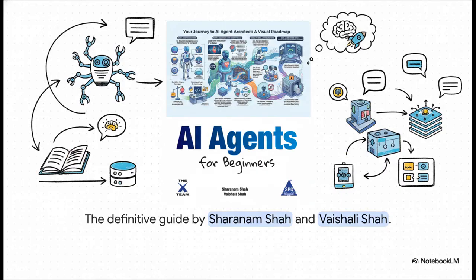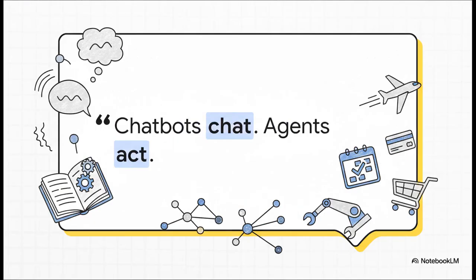What you're looking at is AI Agents for Beginners by Sharanam Shah and Vaishali Shah. And look, this isn't just another tech book. Think of it as a direct, hands-on masterclass. It's designed to take you beyond simple chatbots and into the world of real agentic engineering. And this is the core concept. It's the one sentence that changes absolutely everything.